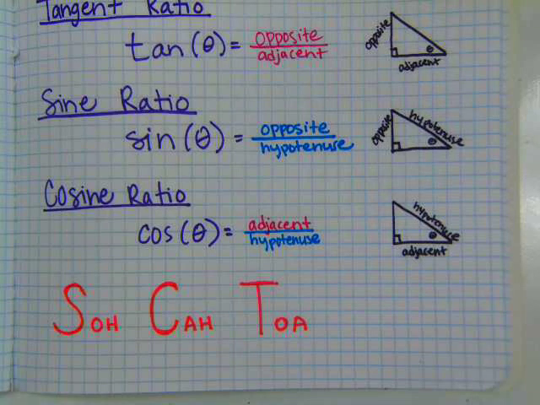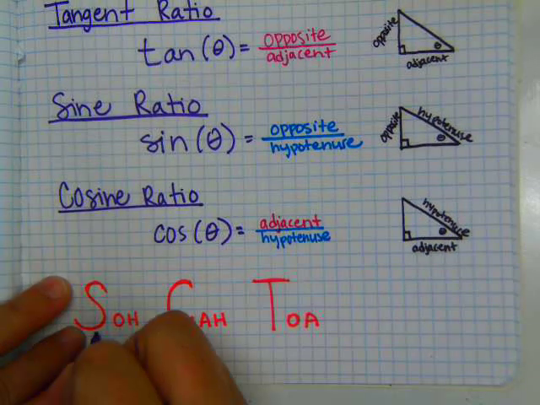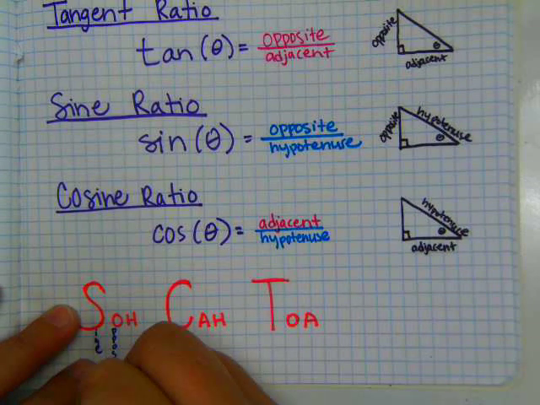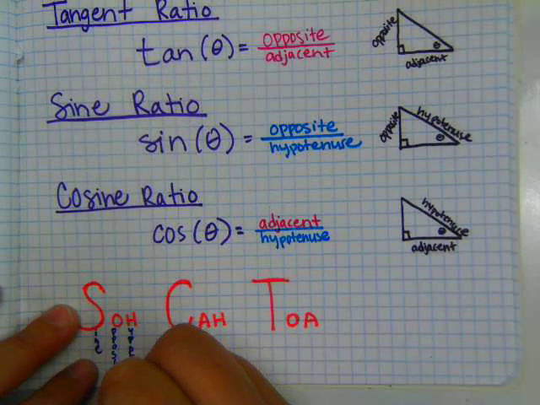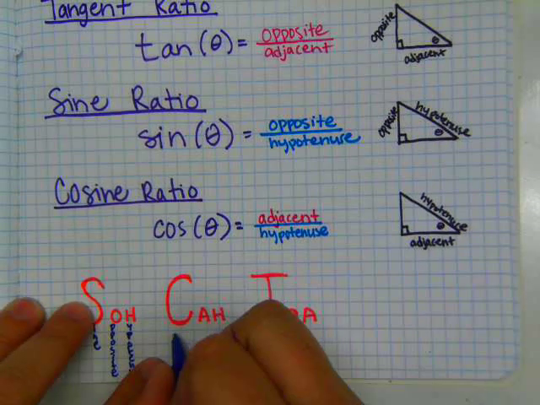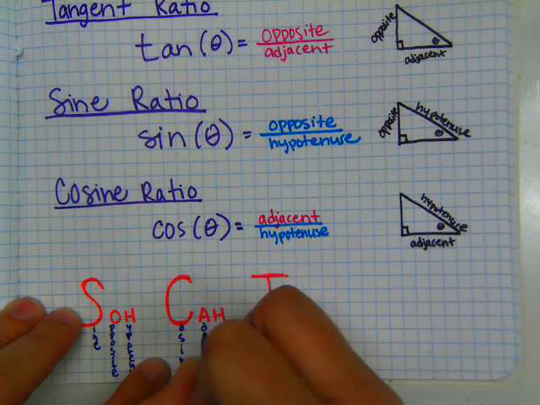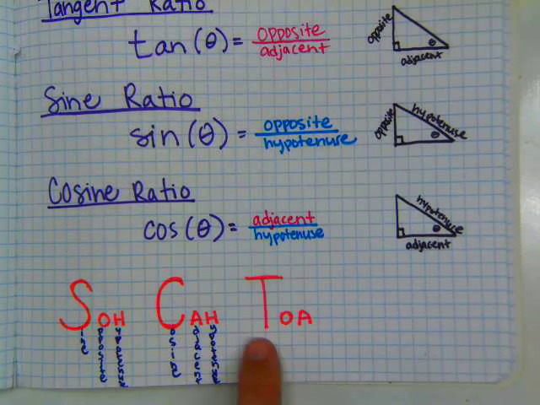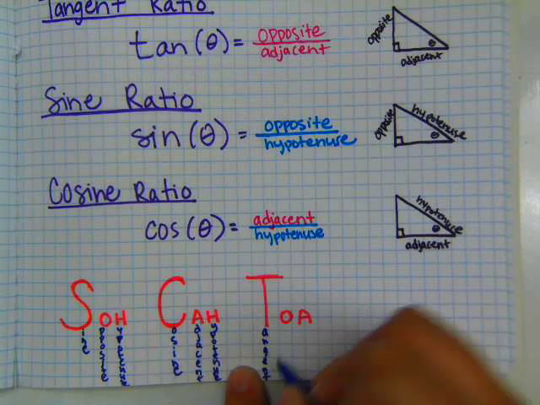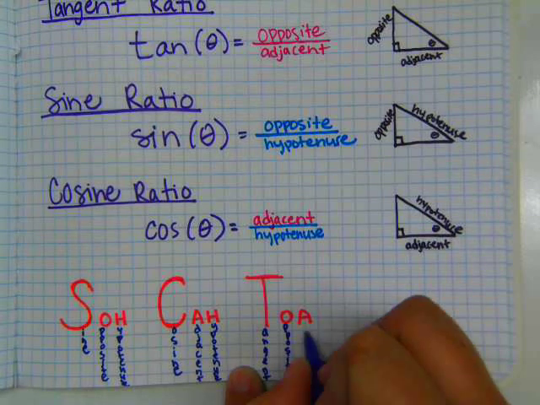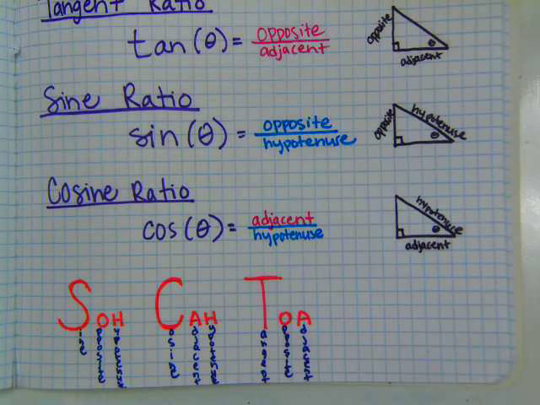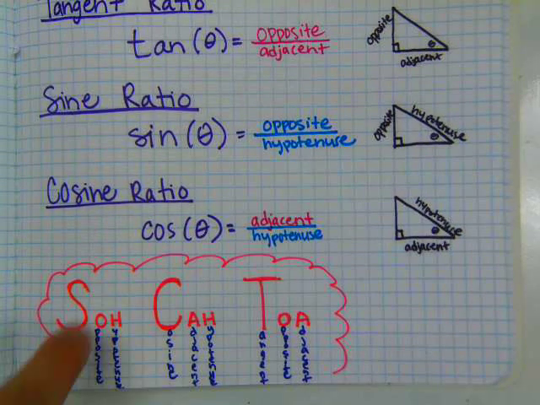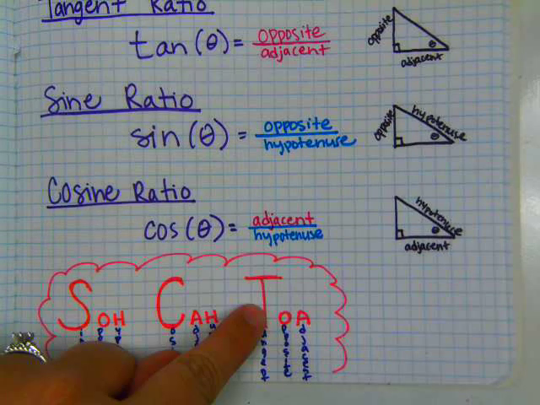And what that stands for is: SOH, sine is opposite and hypotenuse. CAH is cosine, and that's adjacent and hypotenuse. TOA, tangent, is opposite over adjacent. Okay, and that's just a way to remember which sides go with sine, cosine, and tangent. Sine, opposite hypotenuse. Cosine, adjacent hypotenuse. Tangent, opposite adjacent.